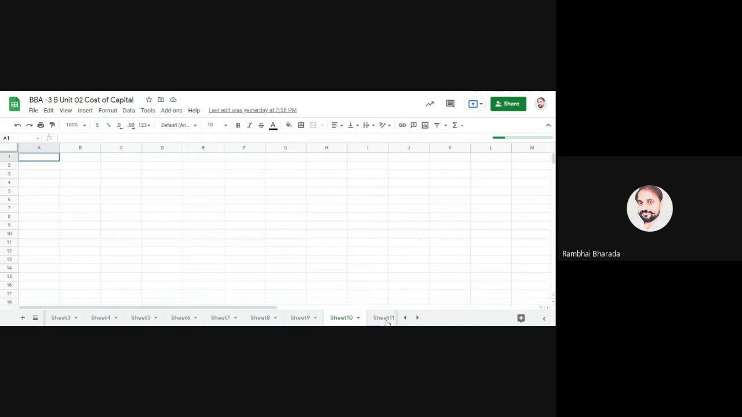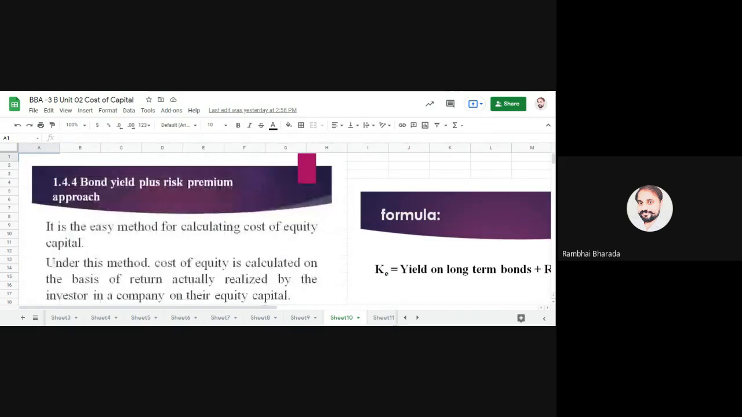Okay. Number 4, which method? Bond yield plus risk premium. We don't have any practical questions from this method, but when the question asks, in a theoretical question like an 8-mark question, explain the methods of calculating cost of capital, you need to mention this method. Bond yield plus risk premium, and you need to write the concept and you need to write the formula. Only 2 things: number 1 is concept and number 2 is formula. Theoretically, practical questions we don't have.